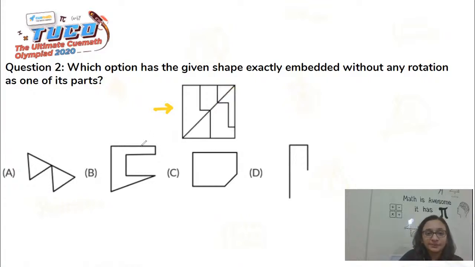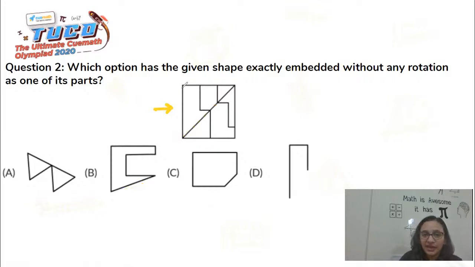Coming to option B, it has this slant line, then a straight line, then a sleeping line. So we could trace it out till here. But then it comes vertically down and then there is a horizontal line, as we see in option B. But that's not what's happening here in the figure. So that cannot be the correct answer to our question. Option B is not the right answer.